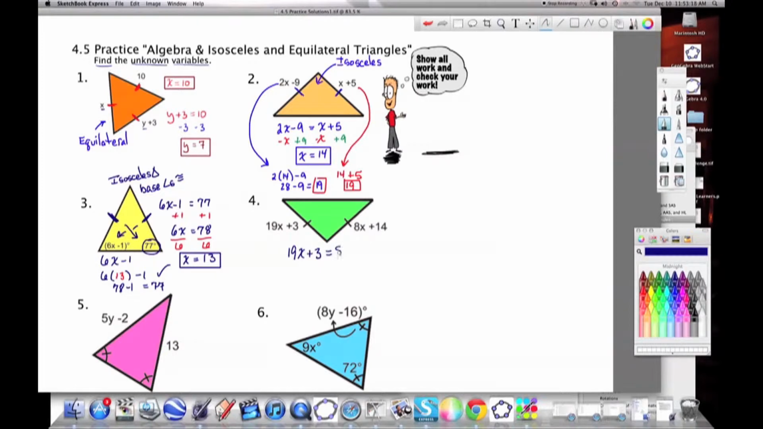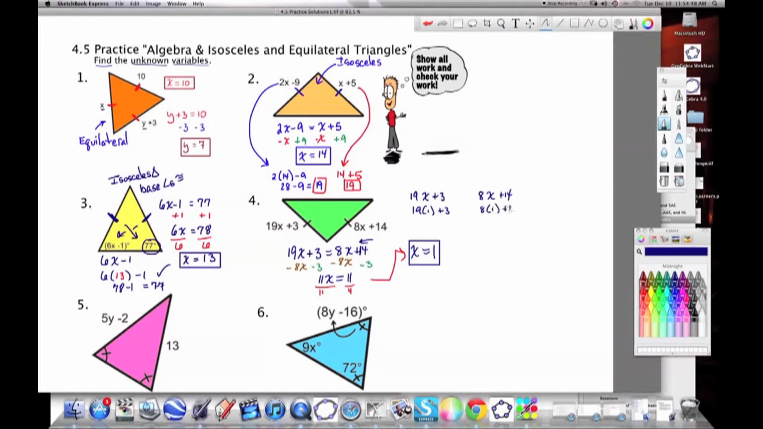It's an isosceles triangle, so I can set the expressions equal. I'm going to subtract 8x from both sides and then subtract 3. Simplify. I get 11x equals 11, so x equals 1. So let's check it here. 19 times 1 plus 3 and 8 times 1 plus 14. I get 22 for both. That's our check.